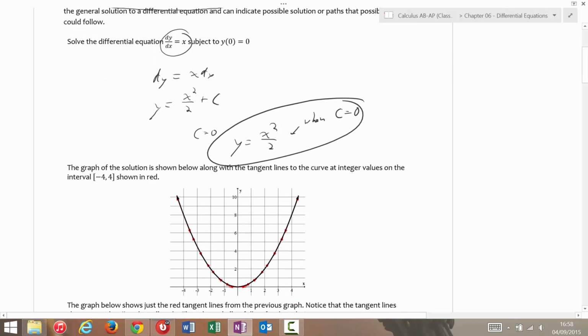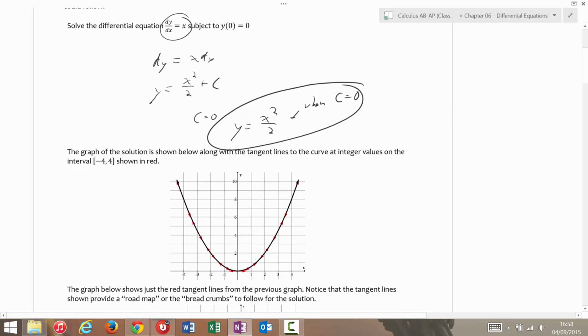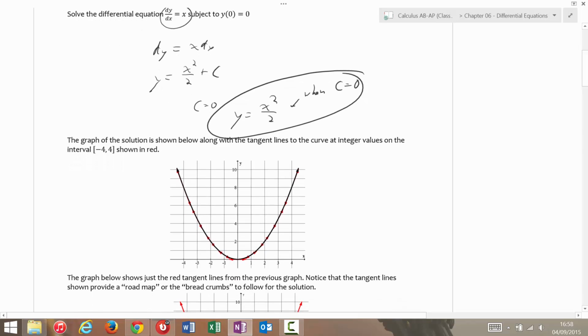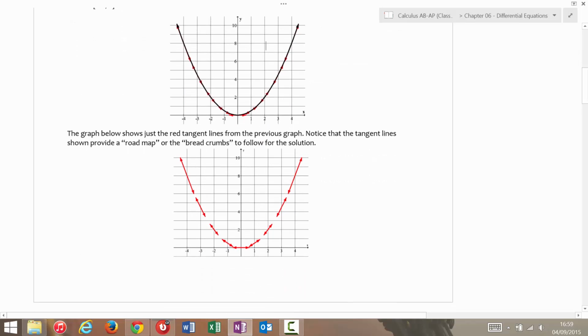So the graph of this solution is shown below, along with tangent lines to the curves at integer values, meaning just tangent lines everywhere here, here, here. You can't see the tangent lines on this graph right here. This is a graph from -4 to 4, but if I were to sketch them in on top of this, I would get something that looks like that, and then that, and then that. If you delete the graph, you can see that's what's happening right below.